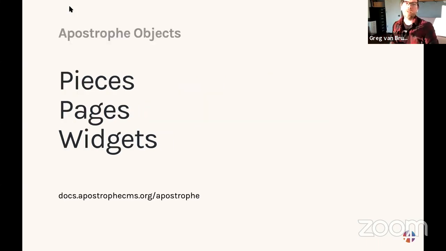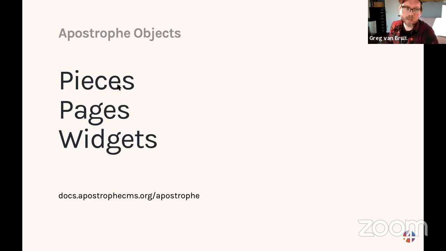The main three things in Apostrophe, real basic, are pieces, pages, and widgets. These first two, pieces and pages, at the core, are basically a doc in Apostrophe. The main difference between pieces and pages is the way that they are treated. A piece is more like a collection of things, as opposed to a page, which can be managed as a tree.